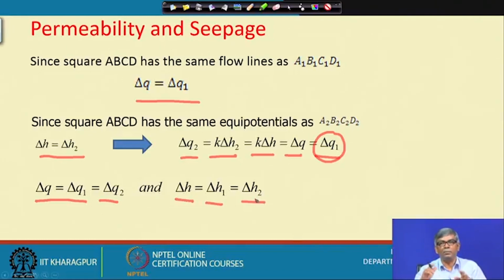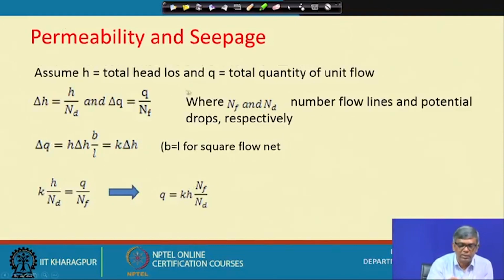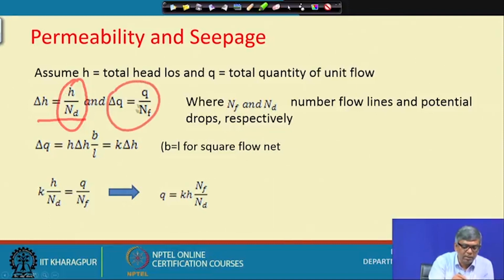So, if I make the flow net with square shapes, then each drop will be delta H, and in each channel the flow quantity will be constant, equal to delta Q. Everything will be simplified. Assume H is the total head and Q is the total quantity of flow. Then delta H will be total head by number of drops, and del Q will be Q by number of flow channels. N F is the number of flow channels, and N D is the number of potential drops.